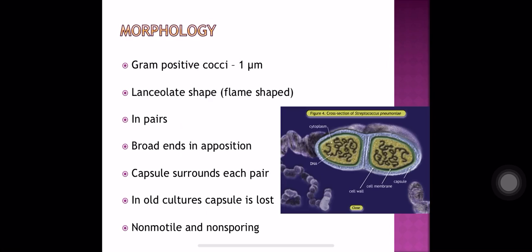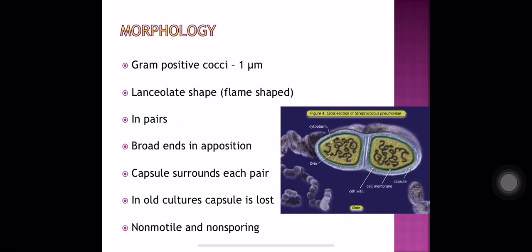Morphologically, Streptococcus pneumoniae are gram-positive cocci, 1 micrometer in dimension. They are flame-shaped or lanceolate-shaped, and they occur in pairs with the broad ends in apposition. There is a common capsule which surrounds each pair, and in old culture, the capsule is lost. Pneumococci are non-motile and non-sporing.